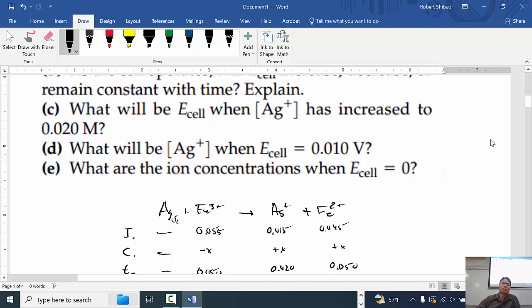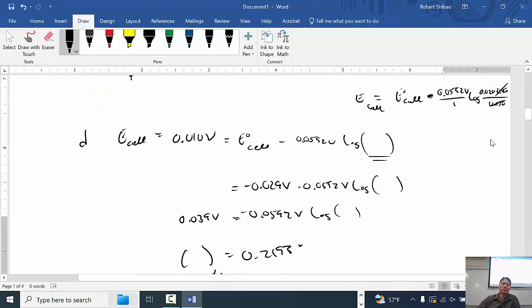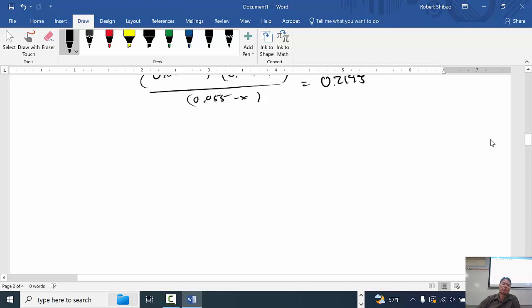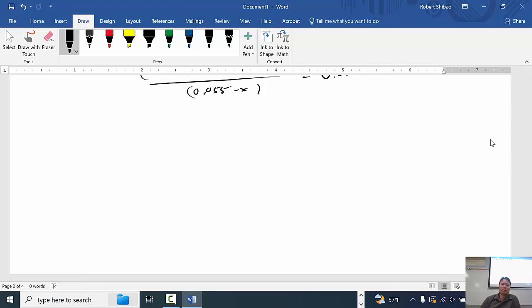What are the ion concentrations when E of the cell is equal to 0? So we're going to let this cell react completely to 0 volts. And so we need to figure out what the ion concentrations are. So that's equal to E naught of the cell minus 0.0592 volts, divided by Z, which is 1, times the log of the concentrations.